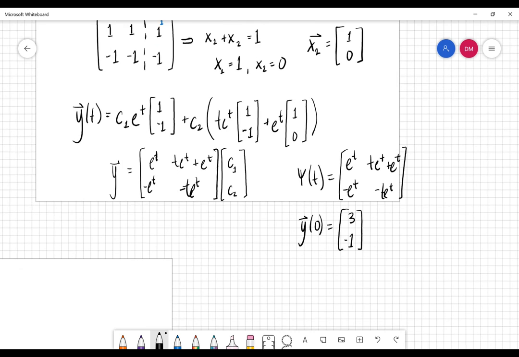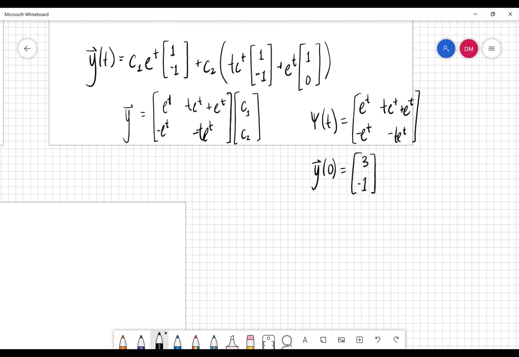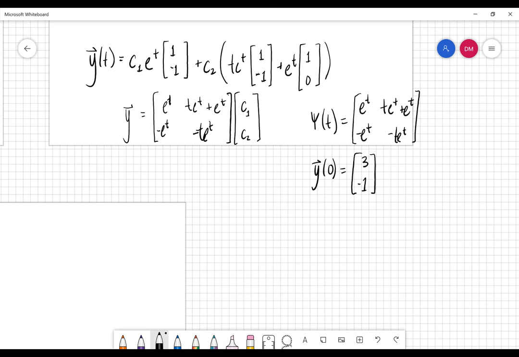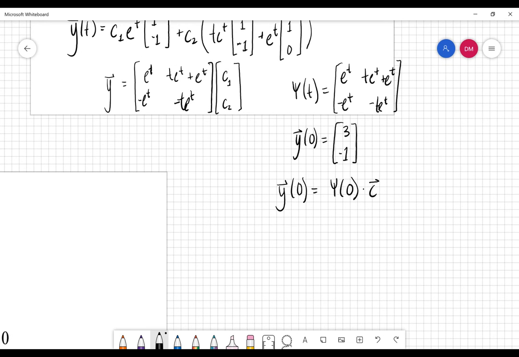So I'm going to evaluate psi of 0, because remember that if I evaluate it at 0, I can augment it with y of 0 and then do some row operations here, because y of 0 is equal to psi of 0 times that C matrix. Okay, so instead of finding an inverse, which you could easily since this is a 2 by 2, I'm just going to do row operations.